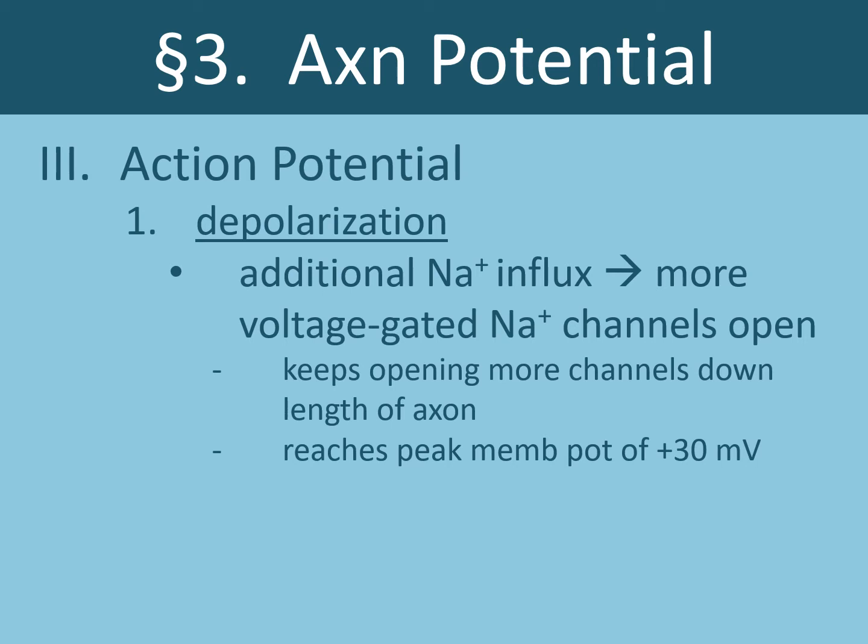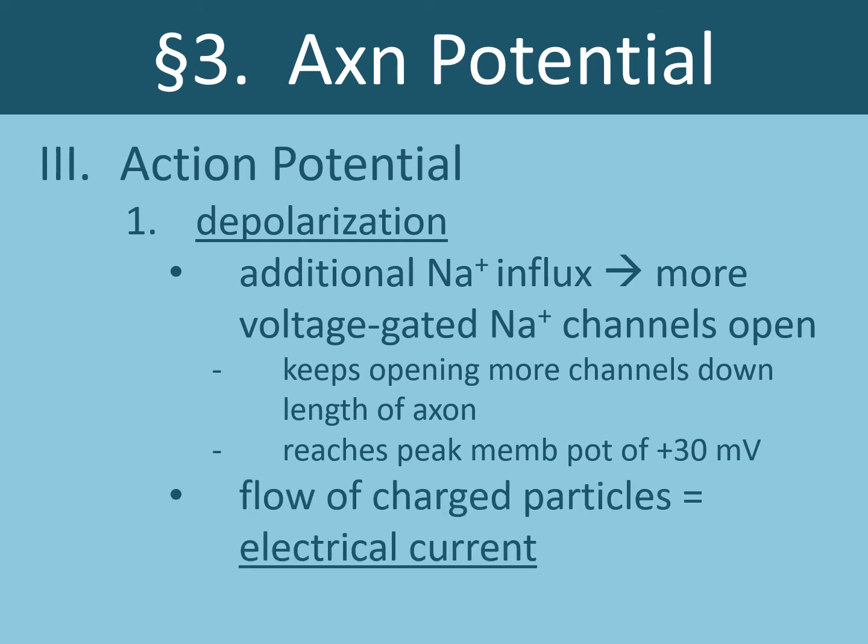Enough sodium rushes into the axon to the point where the peak membrane potential of the inside of the cell becomes a positive charge. It actually becomes about positive 30 millivolts. Whenever you have a flow of charged particles, whether it's protons, electrons, or sodium ions or chloride ions, a flow of a charged particle is called an electrical current. So in other words, the process of an action potential produces an electrical current that flows down the axon of a neuron.